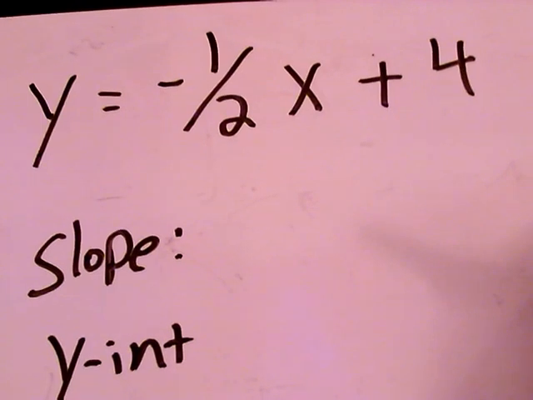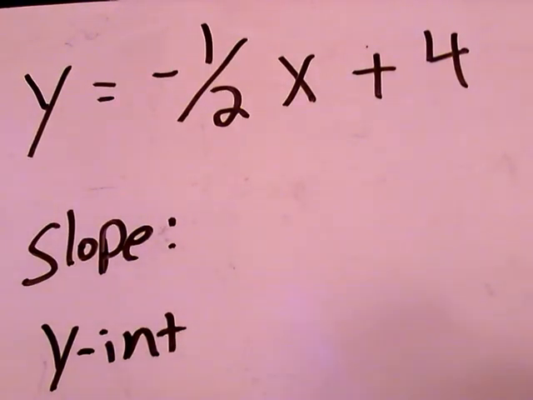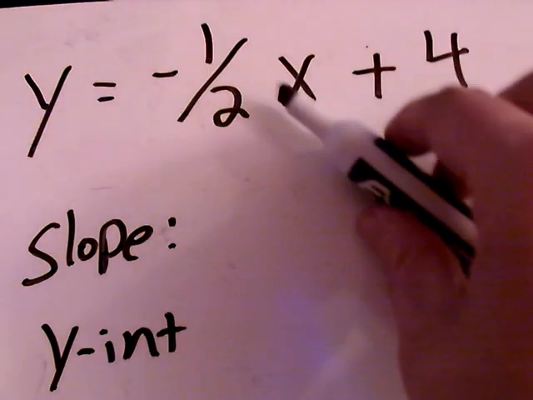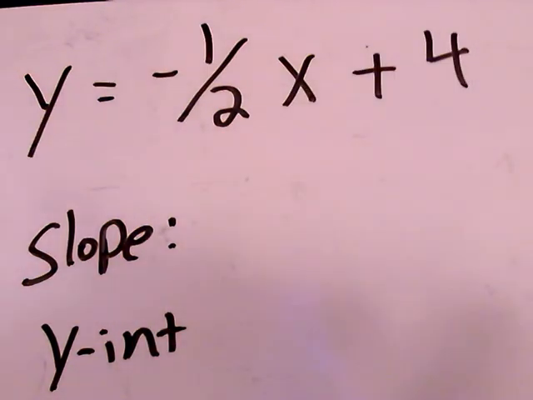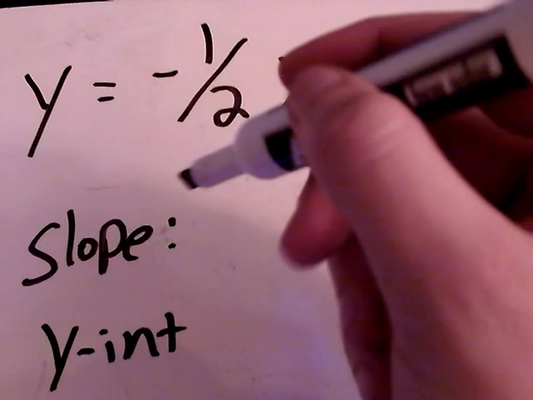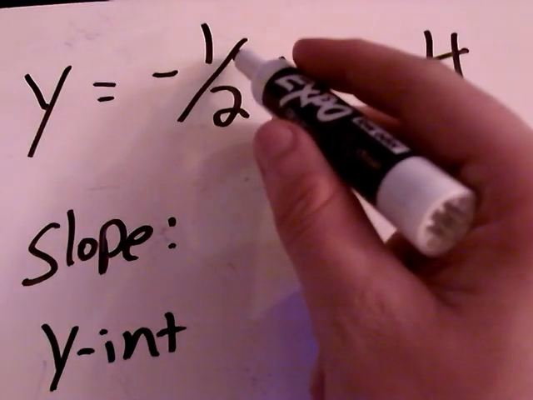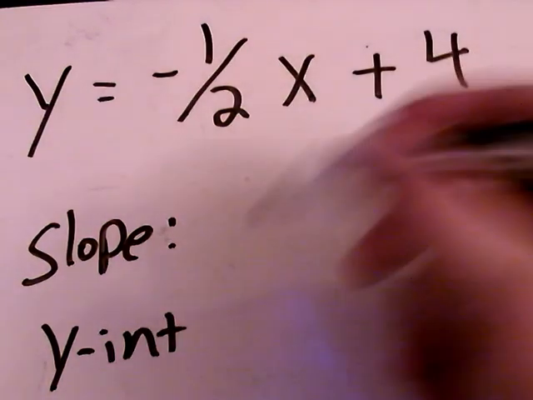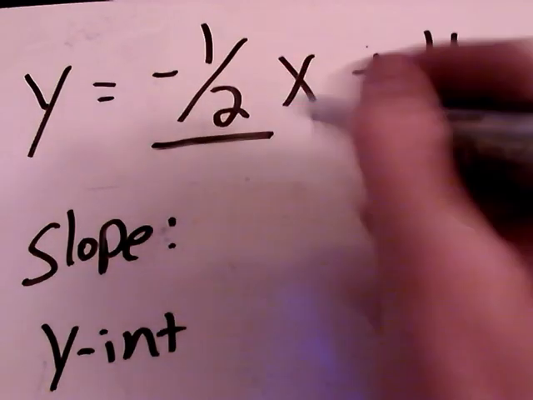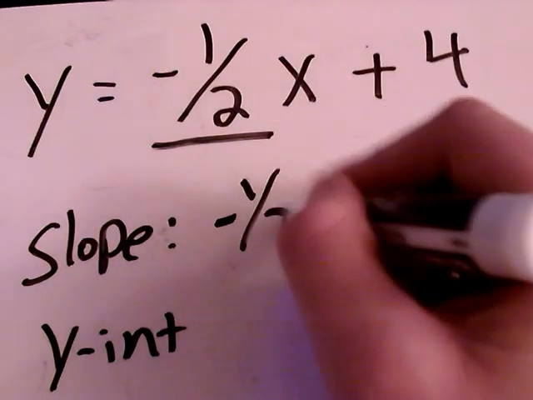Alright, next one. Alright, so in this one, we do have a fraction here. Slope can be written as a fraction. So you can see here, y equals negative 1/2 x plus 4. Slope, remember, it's whatever's in front of the x. So slope is negative 1 over 2.